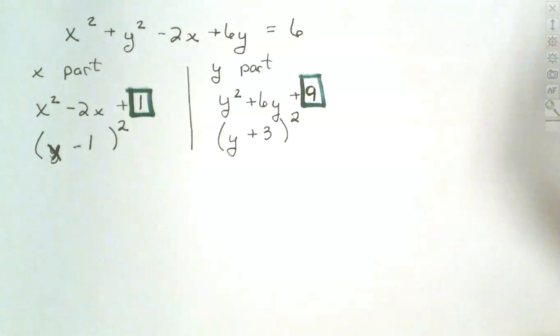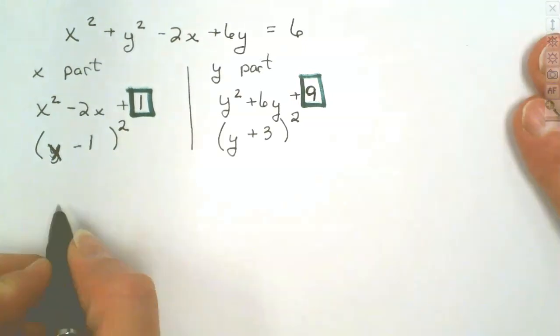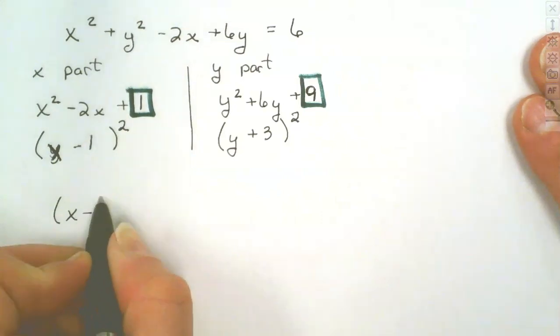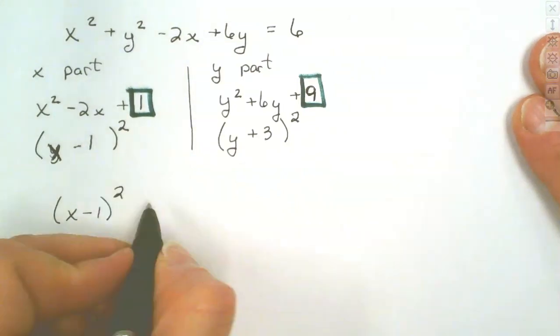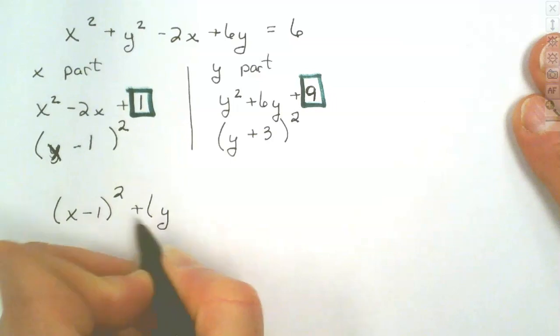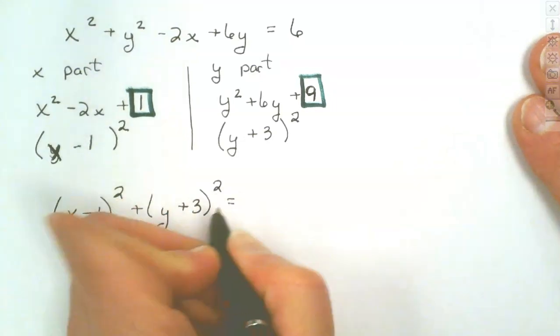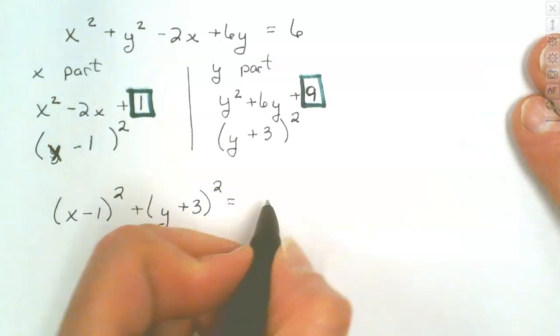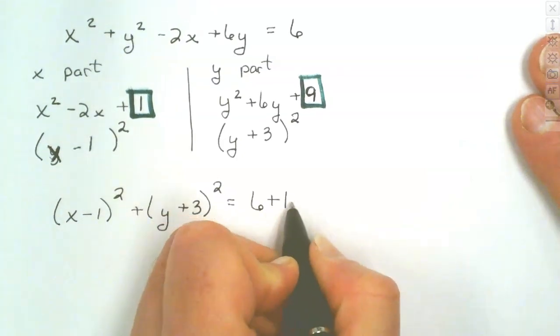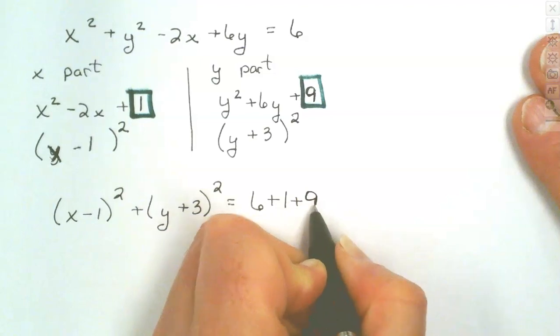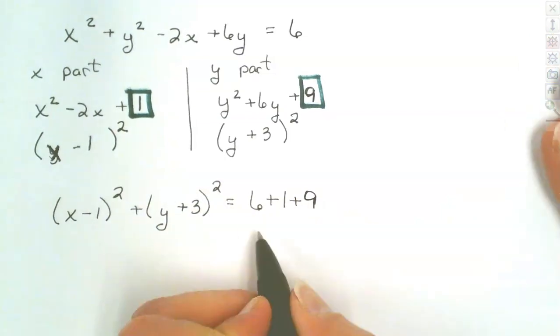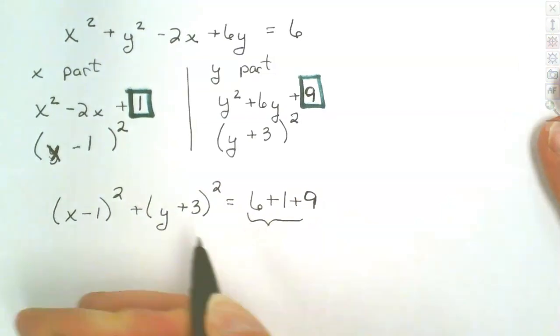So let's rewrite and see where we're at. So rewriting, we now have x minus 1 quantity squared, y plus 3 quantity squared, and that's going to then equal 6 plus 1 plus 9. And that breaks down to be 16.